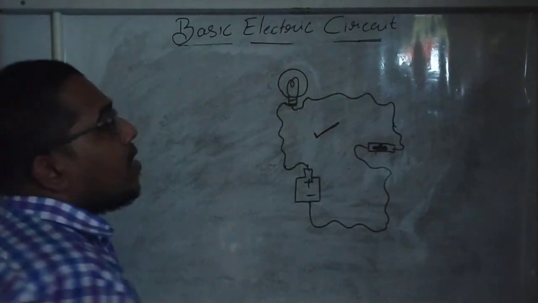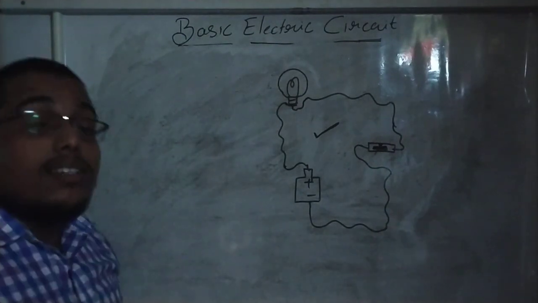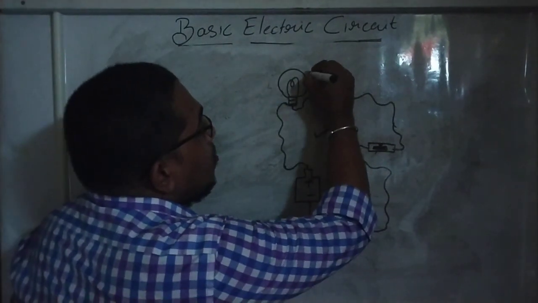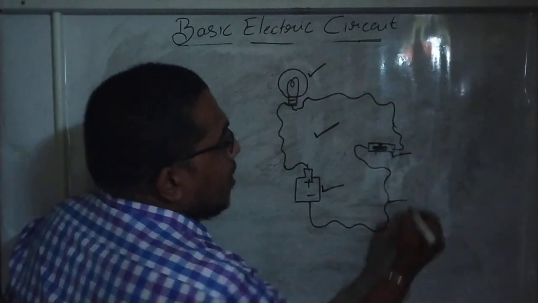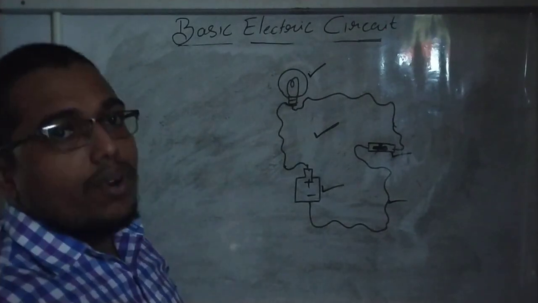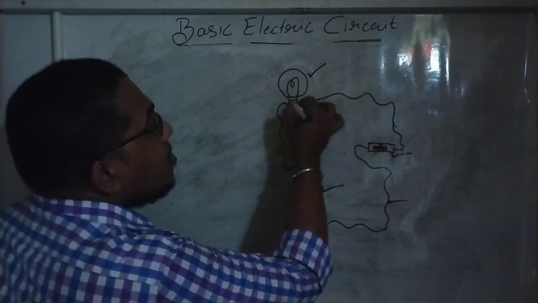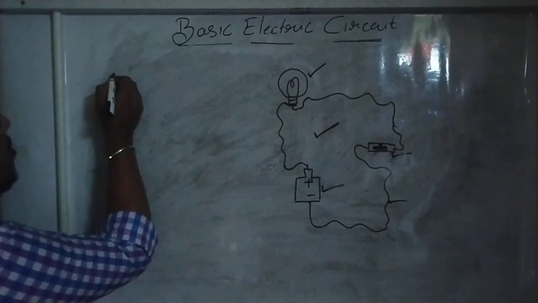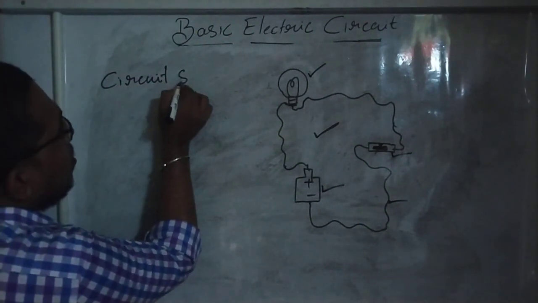Now this simple electric circuit can be drawn in another way by using circuit symbols. What do you mean by circuit symbols? Here in this diagram we used bulb, cell, electric switch and connecting wires, and these things are what we call electrical components. And in electricity, instead of drawing the pictures of electrical components, we use certain symbols. Those symbols are what we call circuit symbols.